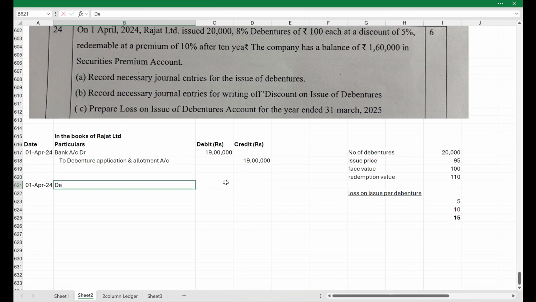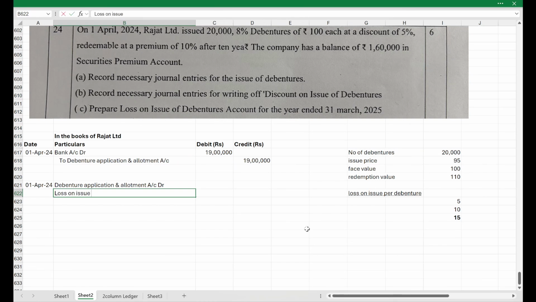Next, second entry, debenture application and allotment account debit. Here we have two options: to write the discount on issue and the redemption premium in two separate ledgers, or to just club and write it in a single ledger called loss on issue of debentures. I am going with the second option. I am combining both and writing in one ledger itself.